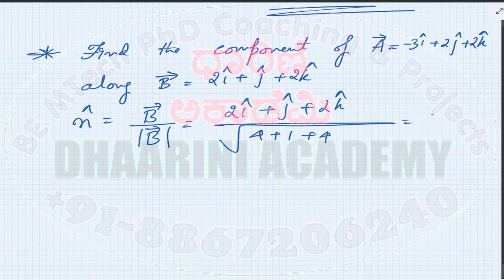Okay, now therefore, I can write the component of a vector along b vector is nothing but vector a dot n cap. N cap is just found, so we'll write that as it is. So vector a is given. If you check the vector a, this is minus 3i plus 2j plus 2k, given right in the question. Along whatever you want, its unit vector should be written. So this is 2i cap plus j cap plus 2 into k cap by 3.